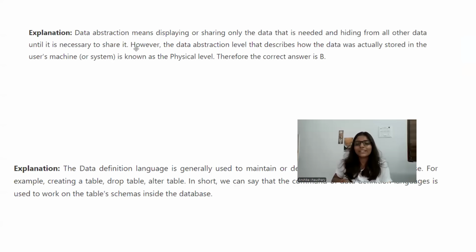Okay. So data abstraction means displaying or sharing only the data that is needed and hiding all the other details that are unnecessary to you. However, the data abstraction level that describes how the data is actually stored in the user's machine or system is known as the physical level.